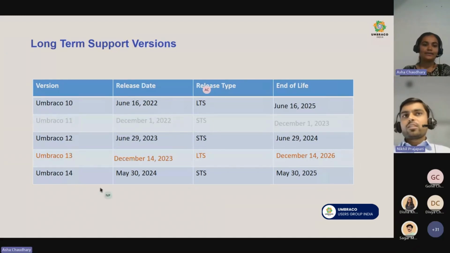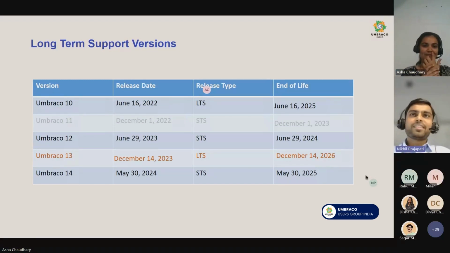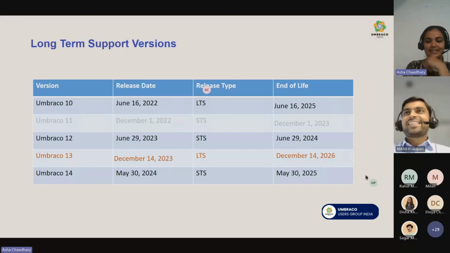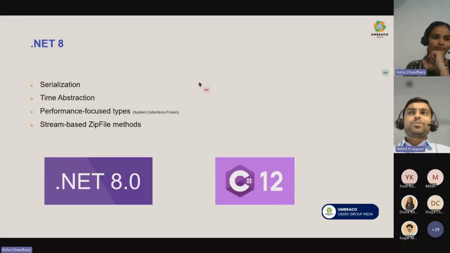Umbraco 14 is also upcoming in May, but it would be short term, so it will expire before Umbraco 13, maybe next year in 2025. Exactly. So whenever you are thinking about upgrading the site, go and check the support life cycle and then upgrade, because even if you heard Umbraco 14 came to market, Umbraco 13 has long-term support. So we should just wait and watch, and based on your need, select an appropriate version and move on. Yes, exactly.